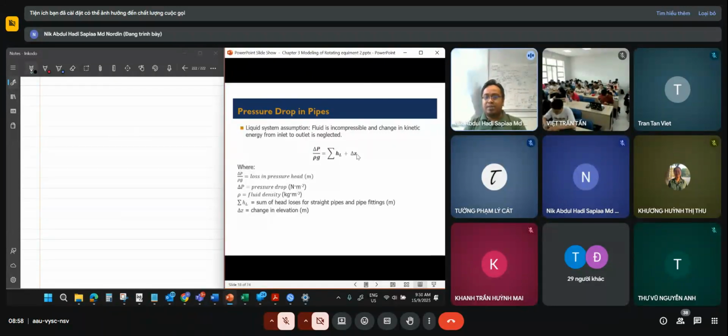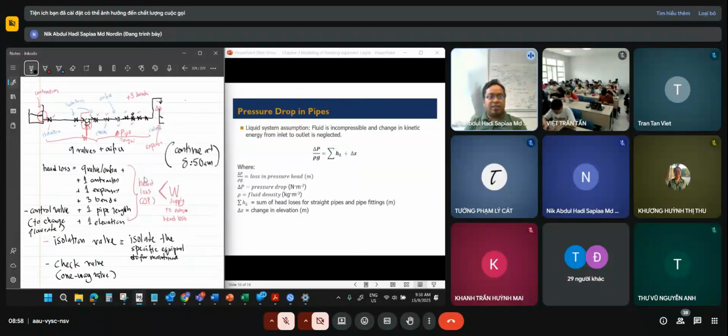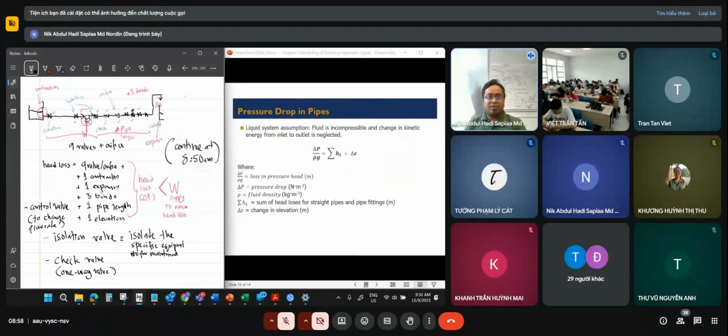Delta Z here would represent the changes in elevation. If we still recall the previous example, all of this head loss is caused by these 9 valves, 1 contraction, 1 expansion, 3 bends, pipe, and also the pipe length. And we also have this 1 elevation here. So first, let's focus the breakdown into all of these head losses.